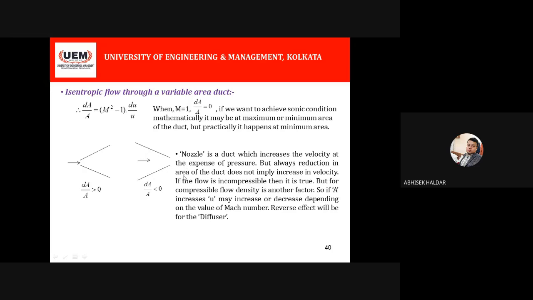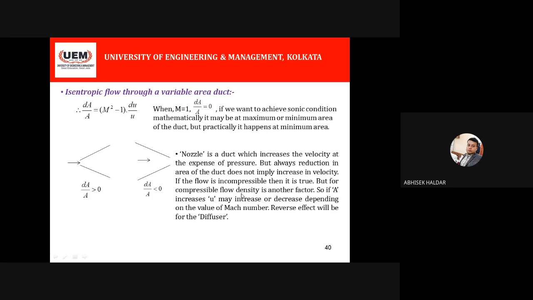Why? Because if the flow is incompressible, then it is true. In fluid mechanics, several times you have used this term nozzle. If it is incompressible, that means if I am having a liquid, then it is true. That means I am having some converging duct, that means it is my nozzle. It is true. But for compressible flow, density is another factor. Why is it written that density is another factor?